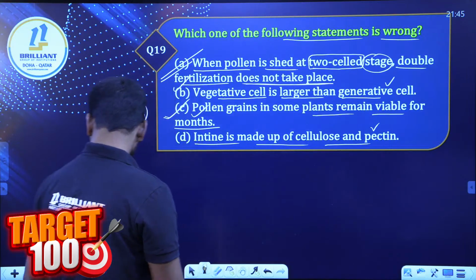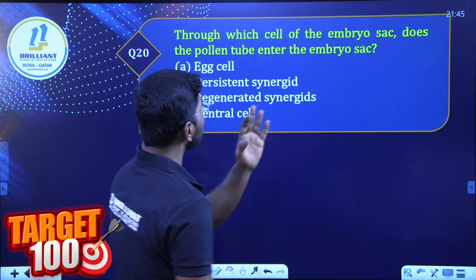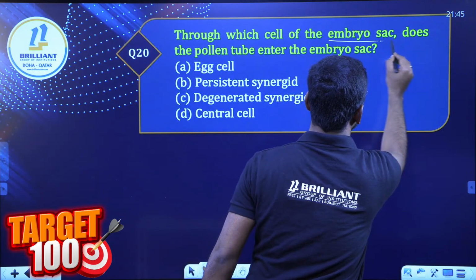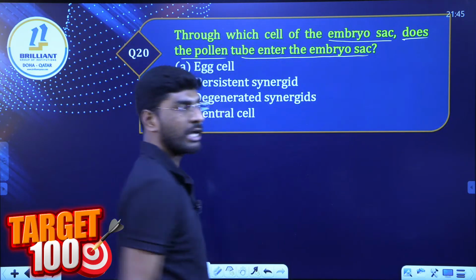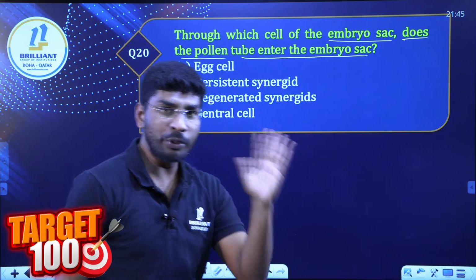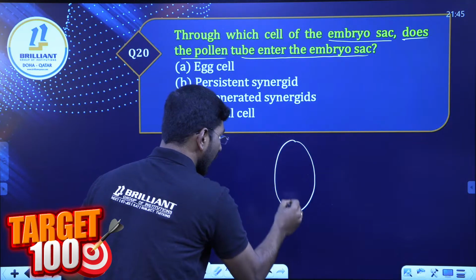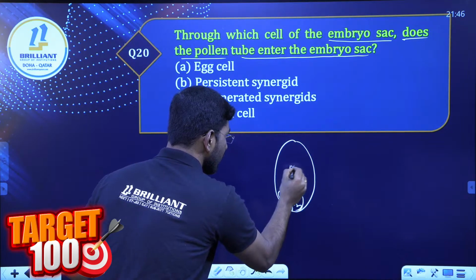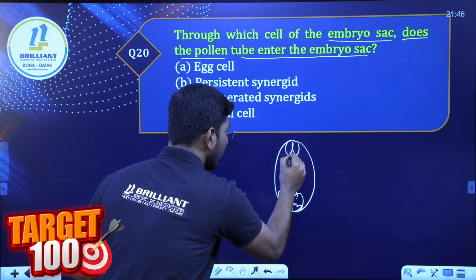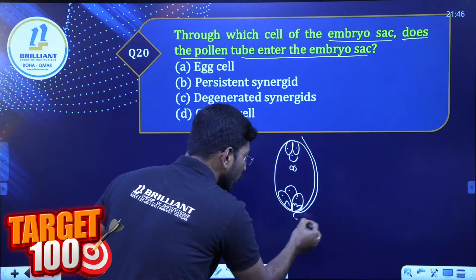Right. Question number 20. Through which cell of the embryo sac does the pollen tube enter the embryo sac? I am giving a chance to you all. If I take this as the embryo sac, here the synergids are there, the egg cell is there, and these are the filiform apparatus, the central cell also there, antipodals also there. When the pollen tube comes here, through which one?